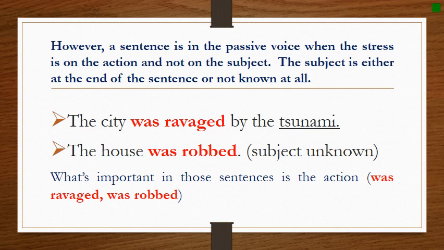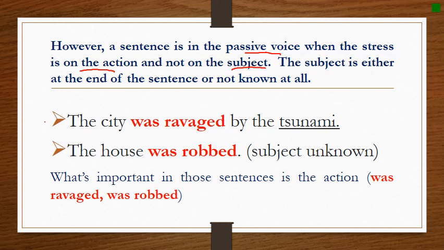However, a sentence is in the passive voice when the stress is on the action and not on the subject. So the focus here is on what happened and not on who we're talking about. The subject in passive sentences is either at the end of a sentence or it doesn't exist at all. Let's take an example.